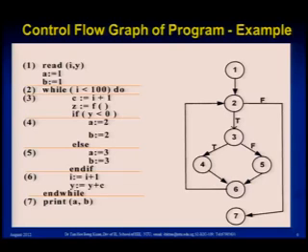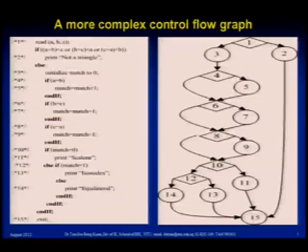Then why don't we represent every statement as a node, since it is definitely a basic block? Because by doing so, your control flow graph will be too big. Then for a complex case, it will not be manageable.